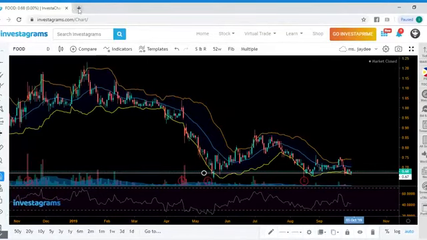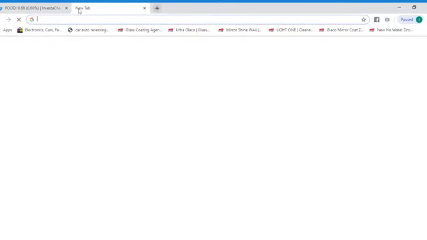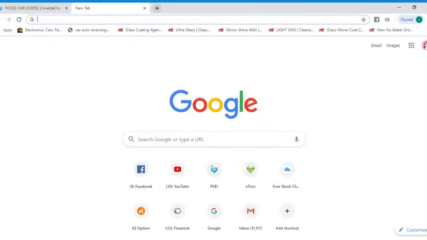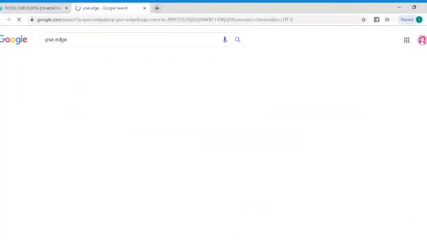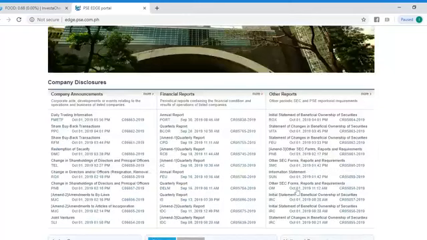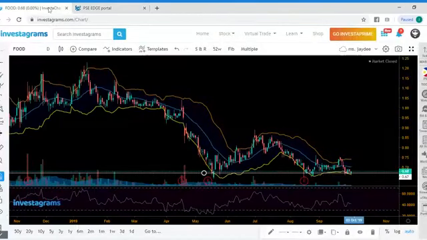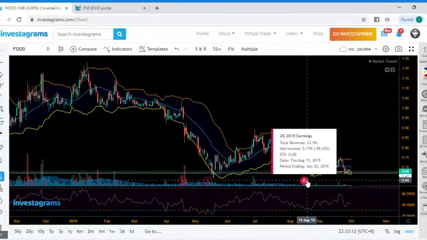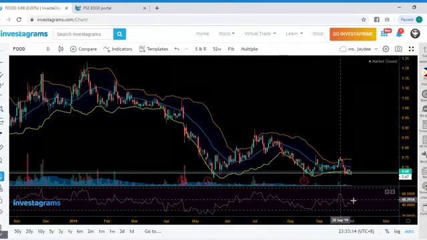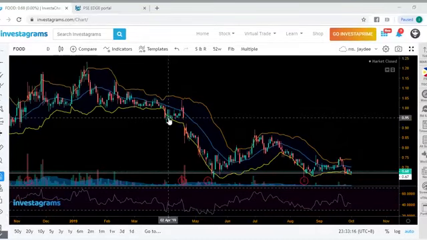So where do we get the information around fundamental analysis? It's PSE Edge. I hope you guys are familiar with that. This is where you will see the next dividend, their revenue. Although you will also see the revenue here, right? So that's your task.